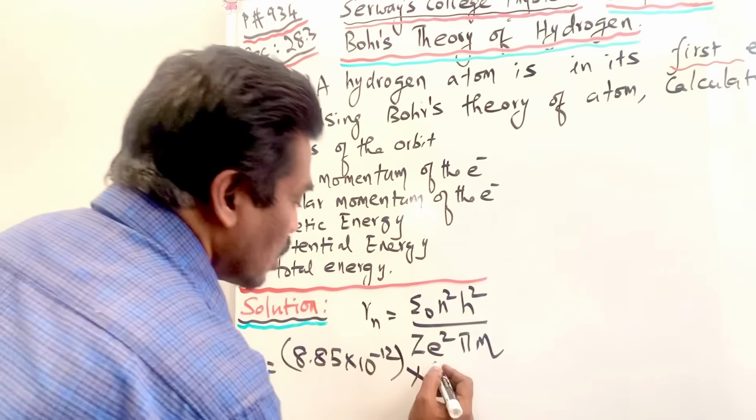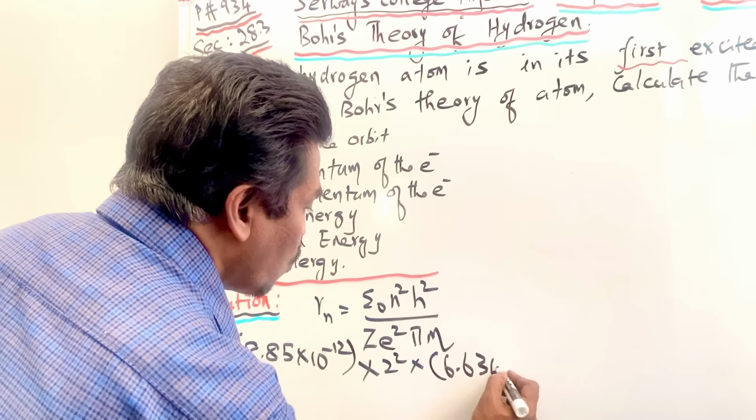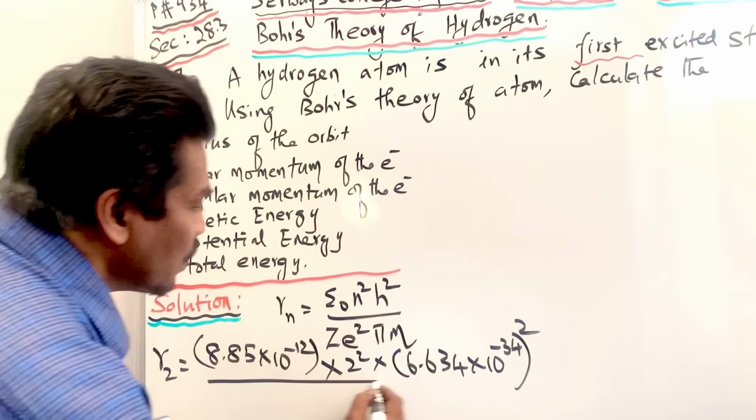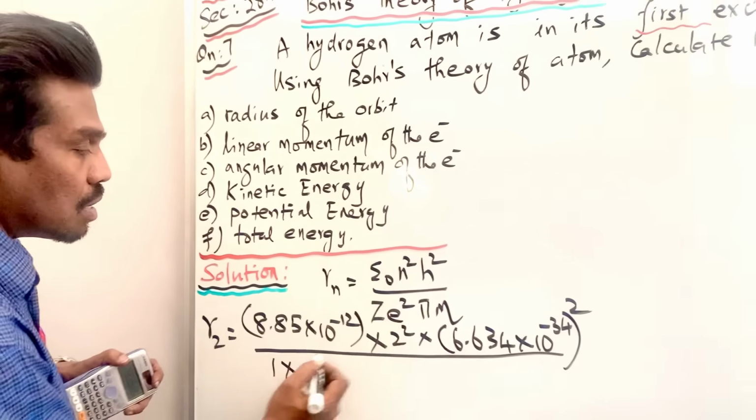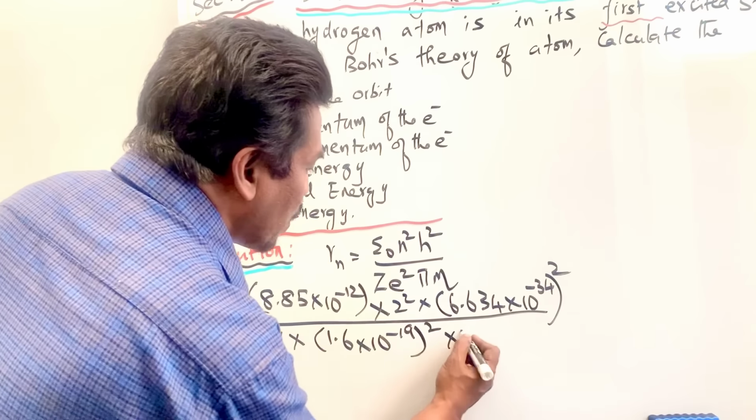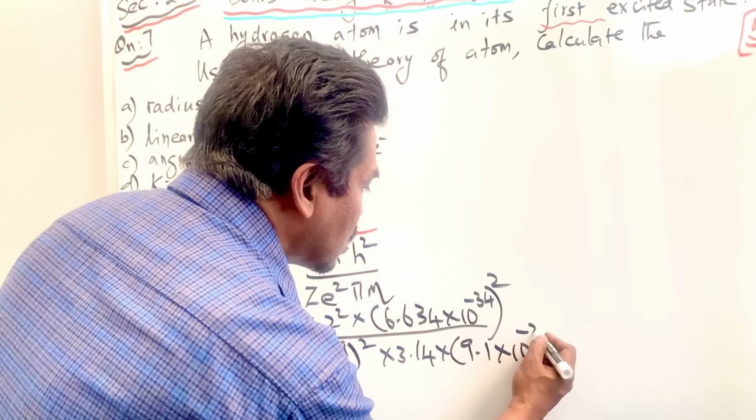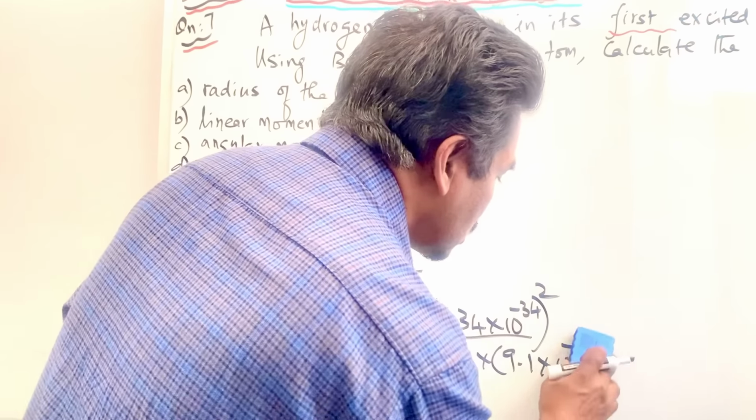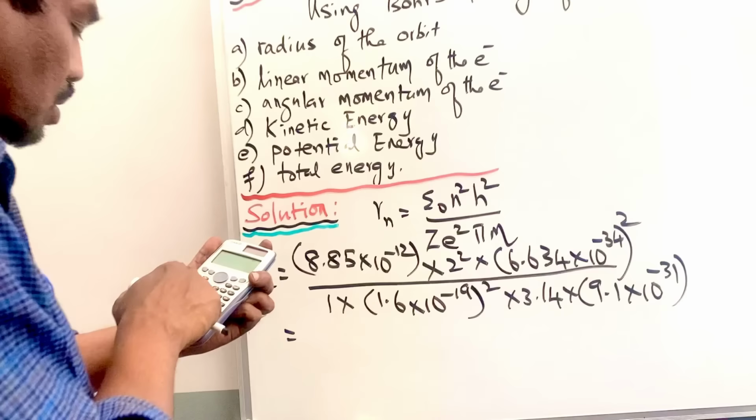n square, 2 square, h square, 6.634 times 10 to the power negative 34, whole square, divided by Z, the atomic number of hydrogen, just 1. The charge of the electron is 1.6 times 10 to the power negative 19, whole square, pi 3.14. The mass of the electron is 9.1 times 10 to the power negative 31. Let us get the answer by using the calculator.